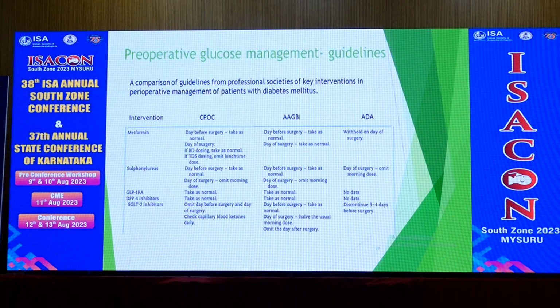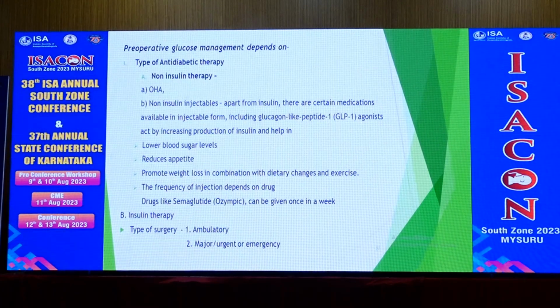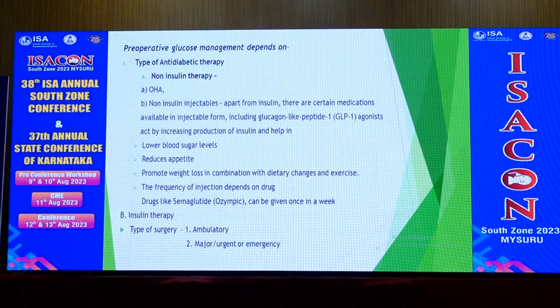So these are the recommendations in the preoperative guidelines by various societies like the Centre for Perioperative Care, the Association of Anaesthetists of Great Britain and Ireland, and the American Diabetes Association. So I will be telling the general protocols. Again, the glucose management depends on the type of antidiabetic therapy that the patient is receiving. We can classify the treatment into non-insulin therapy and insulin therapy.